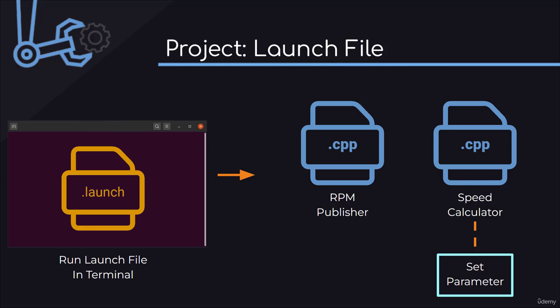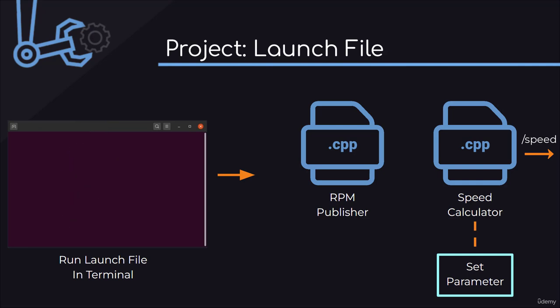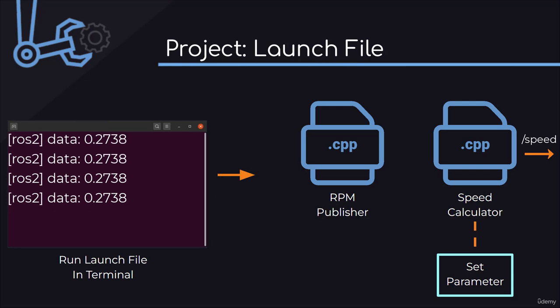Now, if you remember, our speed calculator node has a publisher which publishes to the speed topic. So I want you to also configure the launch file to run the ROS2 topic echo command to print out the speed values that are currently being published by our speed calculator node.